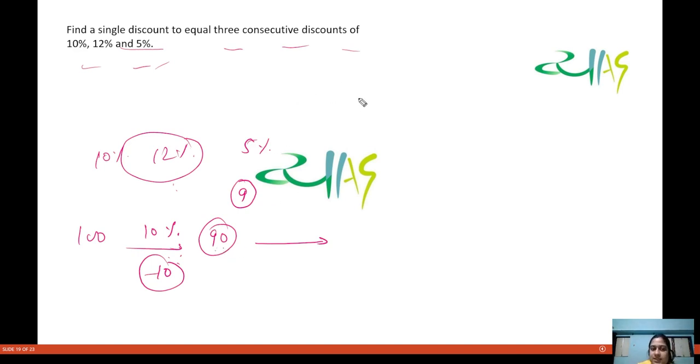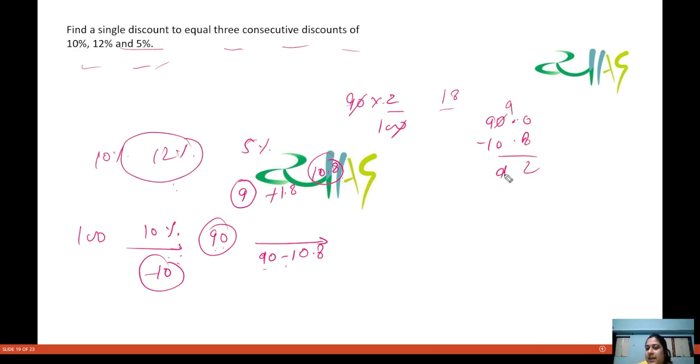What is 2% of this? 90 ka 2% is how much? This will go, this will go, and this is 18. So 1.8. So basically a 10.8 rupees discount now you have to give. So just subtract 10.8 rupees from here. How much are you going to get? I think you are going to get 79.2. 79.2, minus 10.8 here.